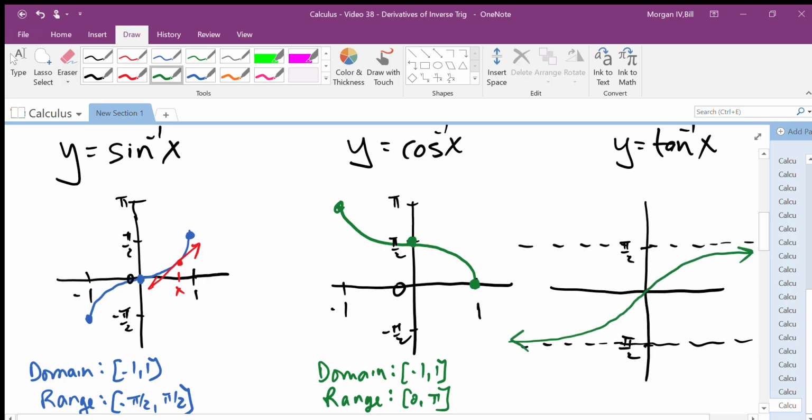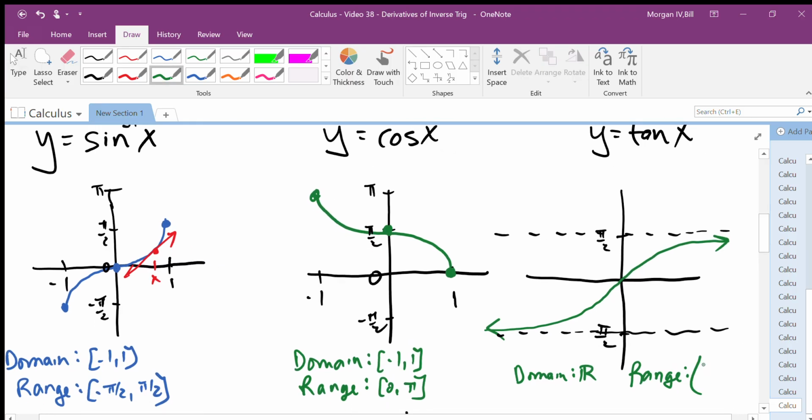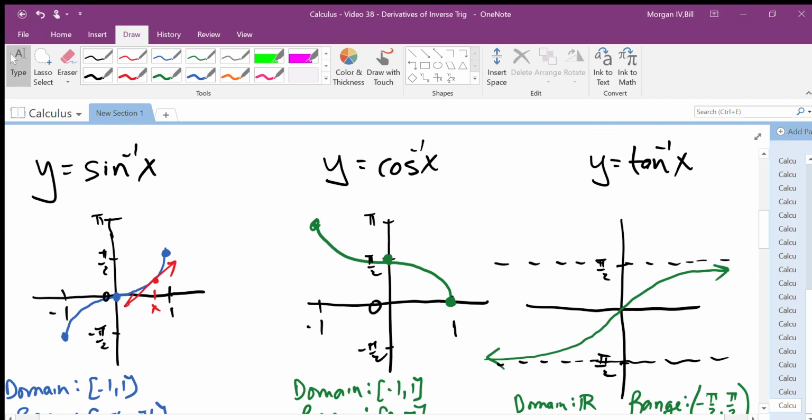Okay, the domain here is all real numbers. The range goes from -pi/2 to pi/2, but it's exclusive, as in it uses the parentheses, not the brackets, because the curve never actually reaches -pi/2 or pi/2. Like so. All right, so there's inverse sine, inverse cosine, inverse tangent. Let's do the reciprocal functions: inverse cosecant, inverse secant, and inverse cotangent.